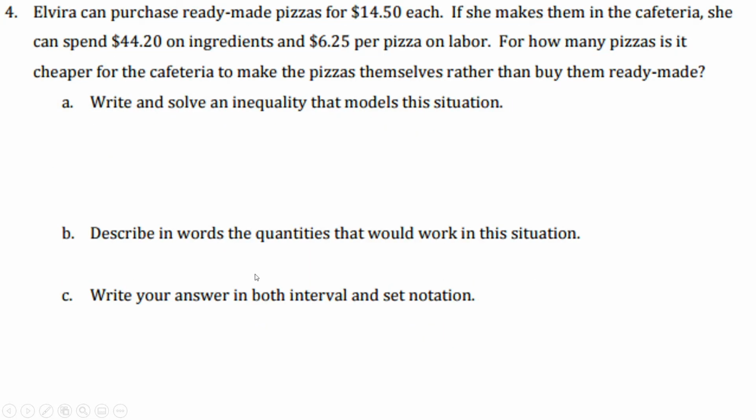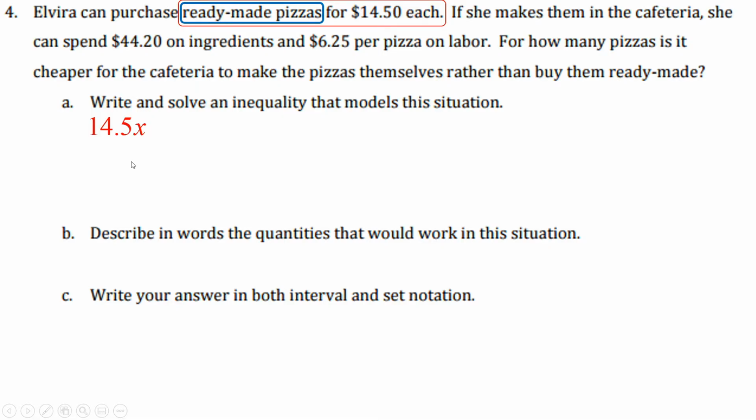Okay, number 4. Elvira can purchase ready-made pizzas for $14.50 each. Let's write an expression for that where we would probably have a variable x. It would need to be the number of ready-made pizzas. Or you could just say number of pizzas. So the number of pizzas would be $14.50 each. So I'm going to say 14.5x. If you wanted to go 0.50 there, you could. All right, so that's her cost if she buys the pizza ready-made.